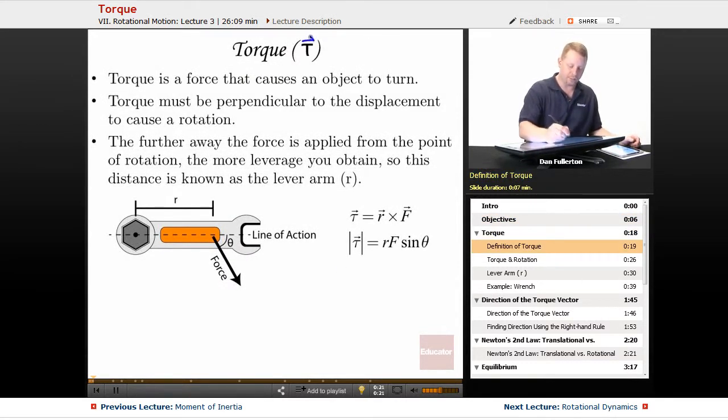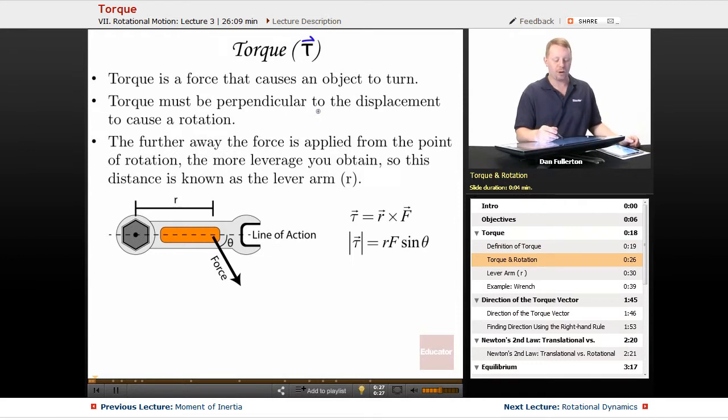Torque, which gets the symbol, the Greek letter tau, is a force that causes an object to turn, and it's a vector. Torque must be perpendicular to the displacement in order to cause a rotation. And the further away the force is applied from the point of rotation, the more leverage you obtain, so this distance is known as the lever arm, R.